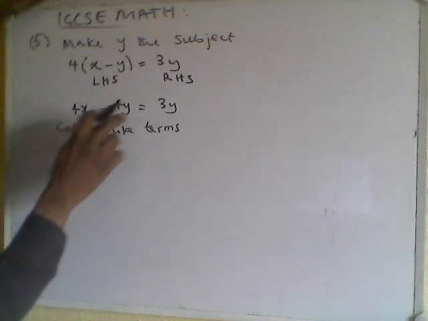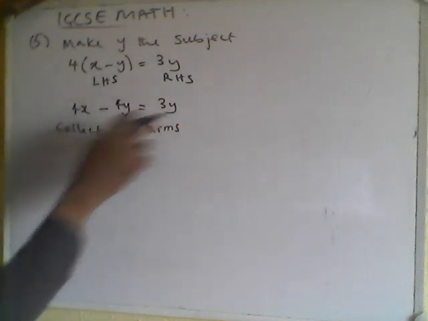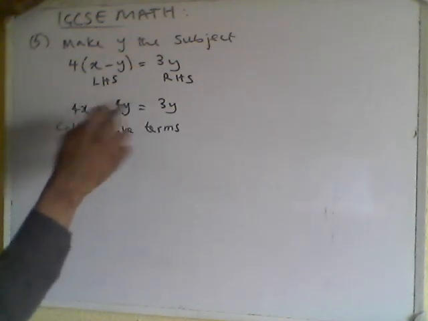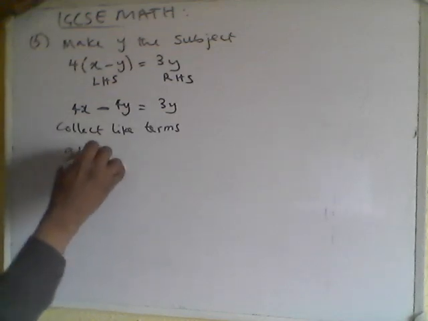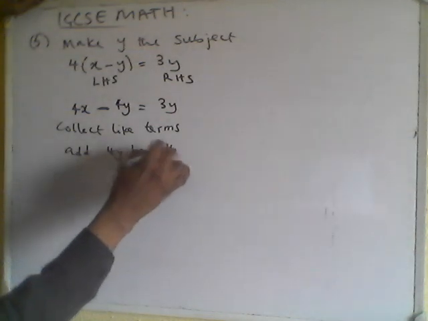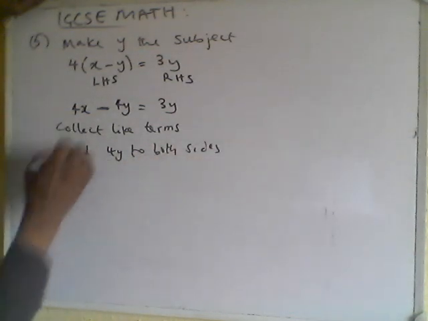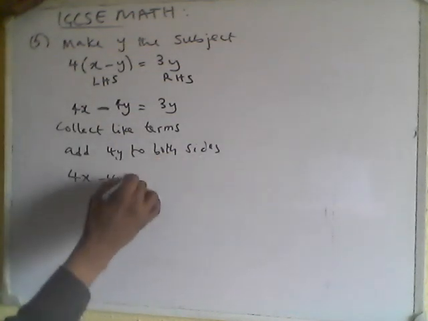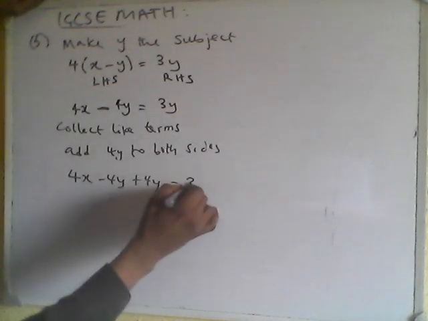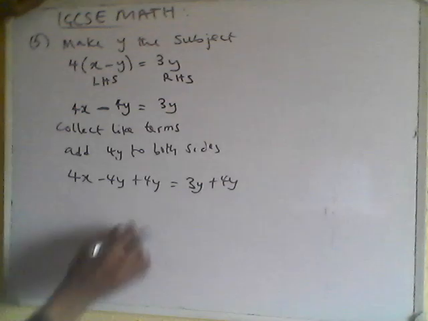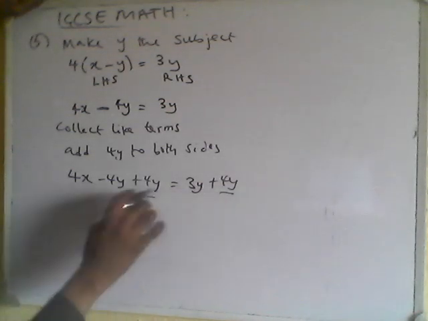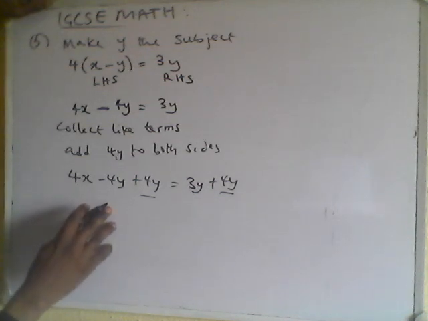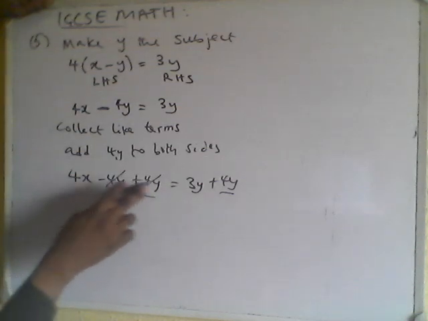So for this 4y to be with 3y, I will look at the operation that is here and use the inverse to operate on both sides. So I will say add 4y to both sides. So I will have 4x, then minus 4y, then I follow my instruction here, plus 4y equals 3y plus 4y. So I'm adding 4y to both sides. This is what is different in this equation. Yes, this and this will cancel. Why? Because minus 4y plus 4y is 0.